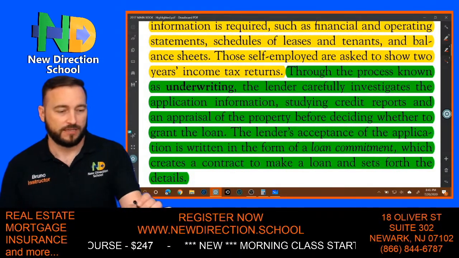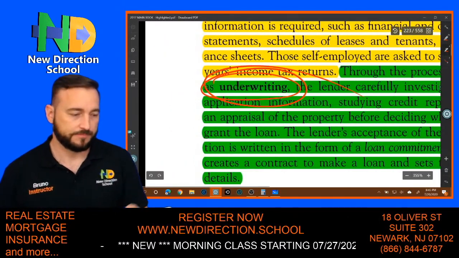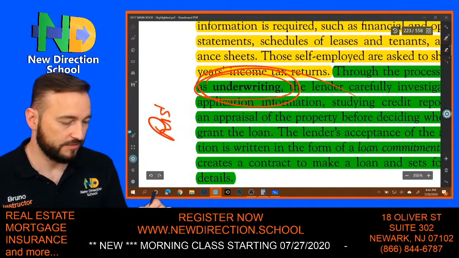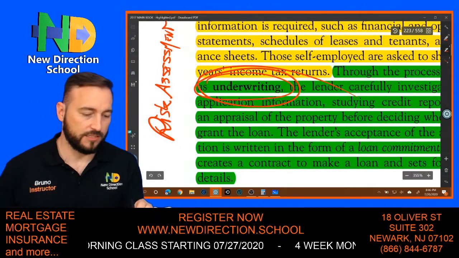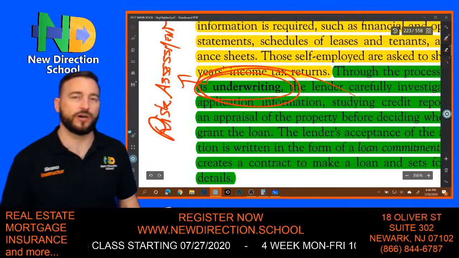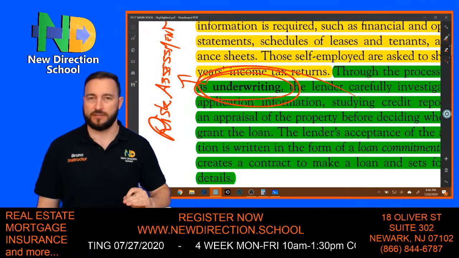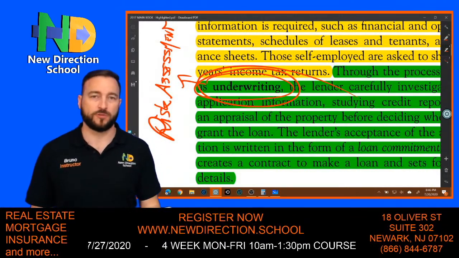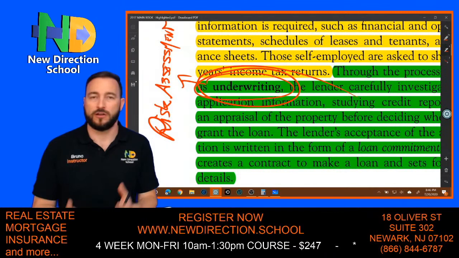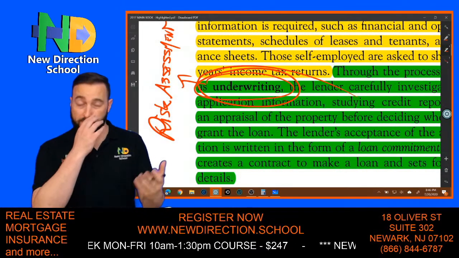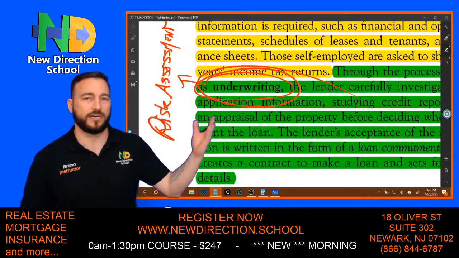Why? For the purpose of underwriting. What is underwriting? Risk assessment. Underwriting is risk assessment. I need to know if you're a high risk of default, medium risk of default, or low risk of default. Should I lend to you? That's pretty much what they're analyzing. Give me as much info as you can so I can determine if you're a solid buyer or borrower in this case, and you'll be able to pay back the loan. What are the odds of you defaulting? That's what underwriting is.